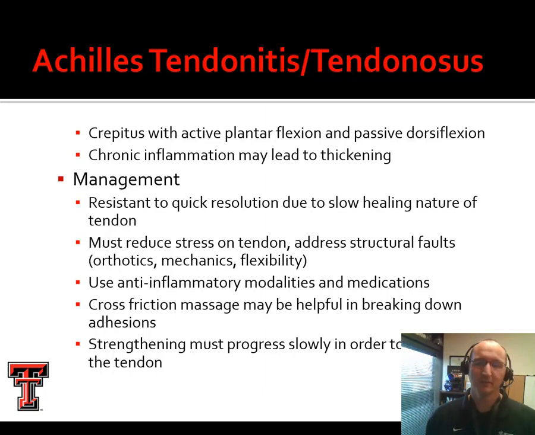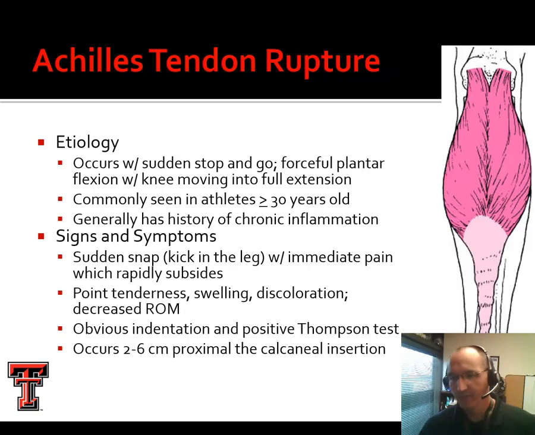Cross-fiber friction massage can be helpful. Things like Graston technique. I use a technique called SASTM, which is very similar. Instrument-assisted soft tissue mobilization can help break down that junk garbage tissue that lays in there, restart the inflammatory process, and help the body lay down viable connective tissue again. And then our strengthening needs to progress slowly because we can actually end up re-aggravating that tendon.